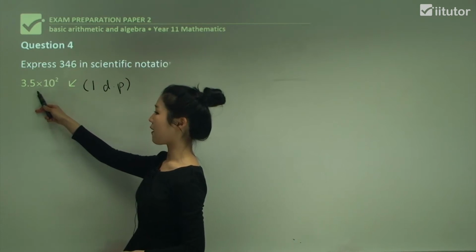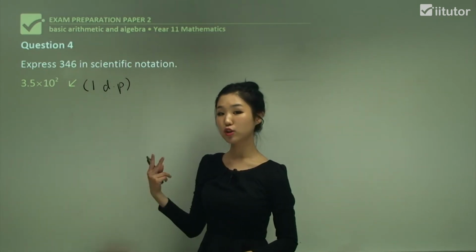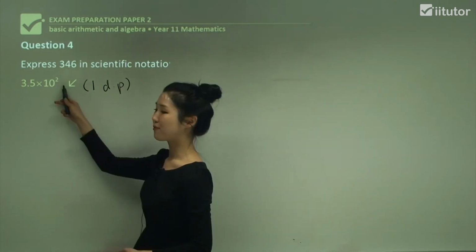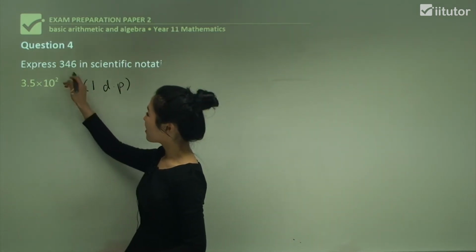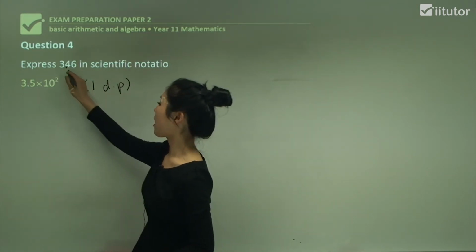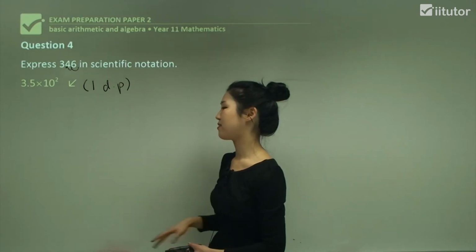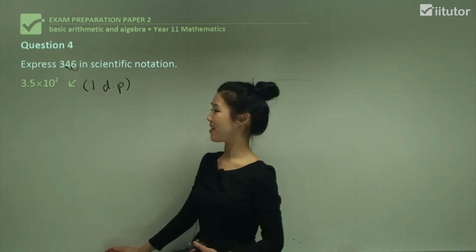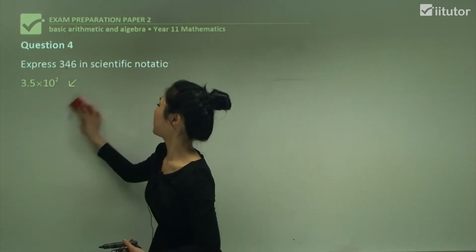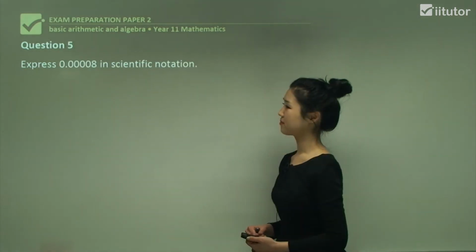You should all know why it's 5, and we're going to be multiplying by 10 to the power of 2, because if the decimal point is there, to go back to the original spot, I have to move 2 places to the right. So that's why it's 10 to the power of 2. Okay, just scientific notation there. So that was question 4.